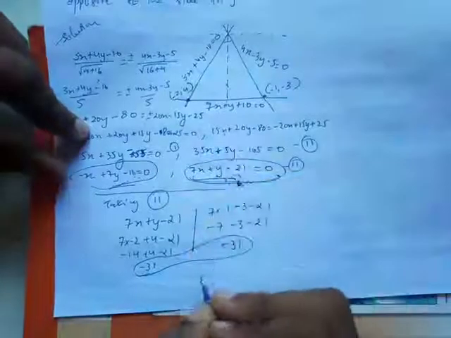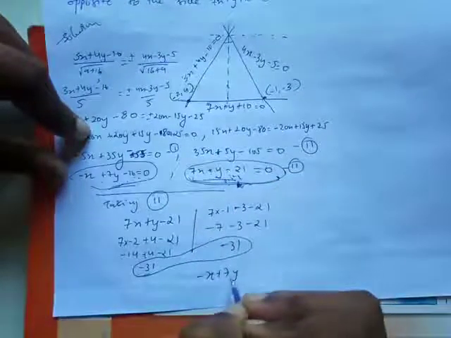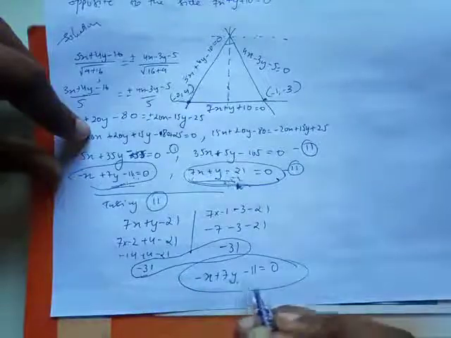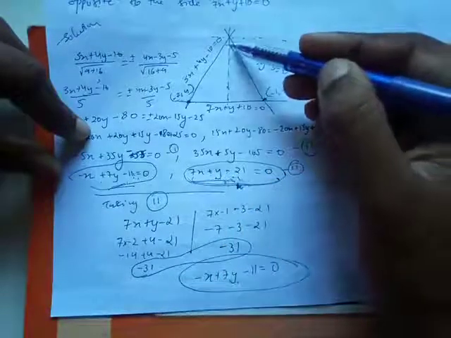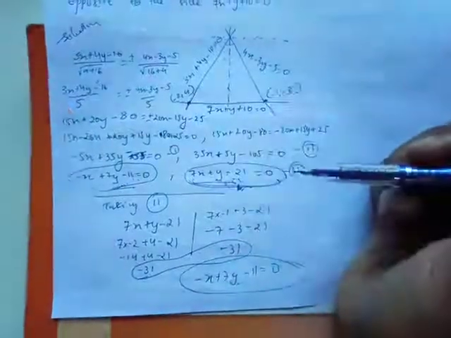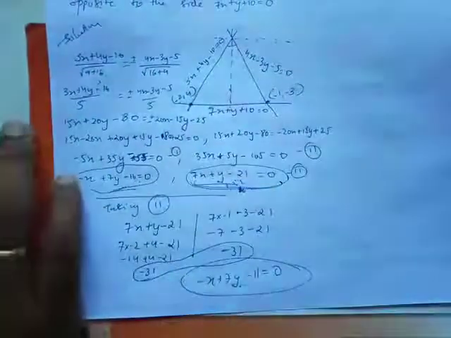So what is my answer? My answer is minus x plus 7y minus 11 equals to 0. This is my answer. So this is the interior bisector of this angle. This is the interior bisector of this angle. That's the statement that you're going to write.